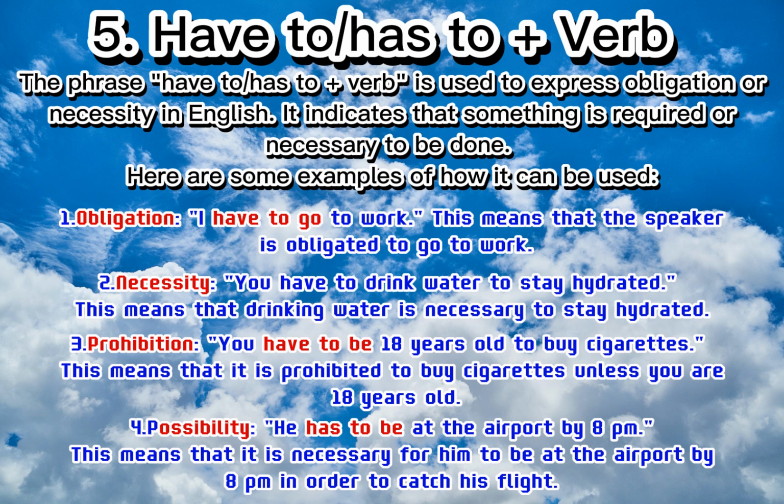2. Necessity. You have to drink water to stay hydrated. This means that drinking water is necessary to stay hydrated. 3. Prohibition. You have to be 18 years old to buy cigarettes. This means that it is prohibited to buy cigarettes unless you are 18 years old. 4. Possibility. He has to be at the airport by 8 p.m. This means that it is necessary for him to be at the airport by 8 p.m. in order to catch his flight.